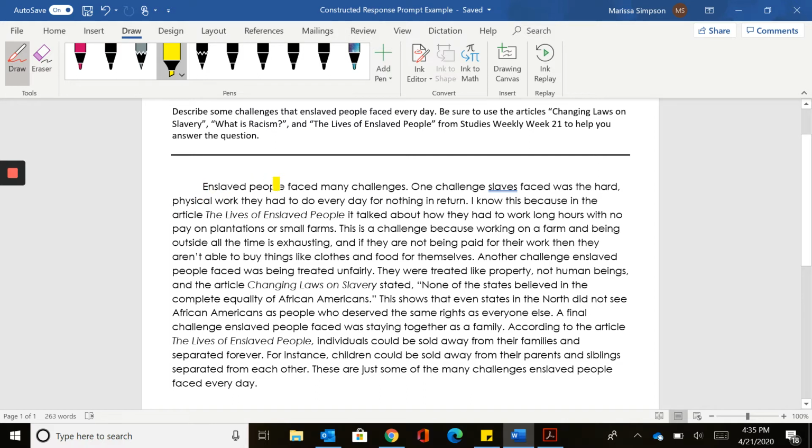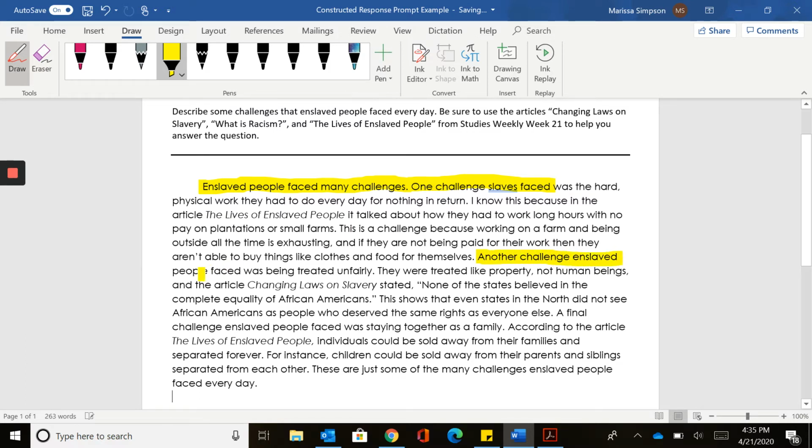So right here in the beginning, enslaved people face many challenges. That is flipping. Okay, well, we'll just do that anyway. Enslaved people face many challenges. So I kind of wrote a little introduction sentence to my answer, and I used words from the question in my answer. So that's part of my flipping strategy. And then I continue doing it. One challenge slaves faced. And then I did it again. Down here, I flipped it again when I was talking about a different challenge.